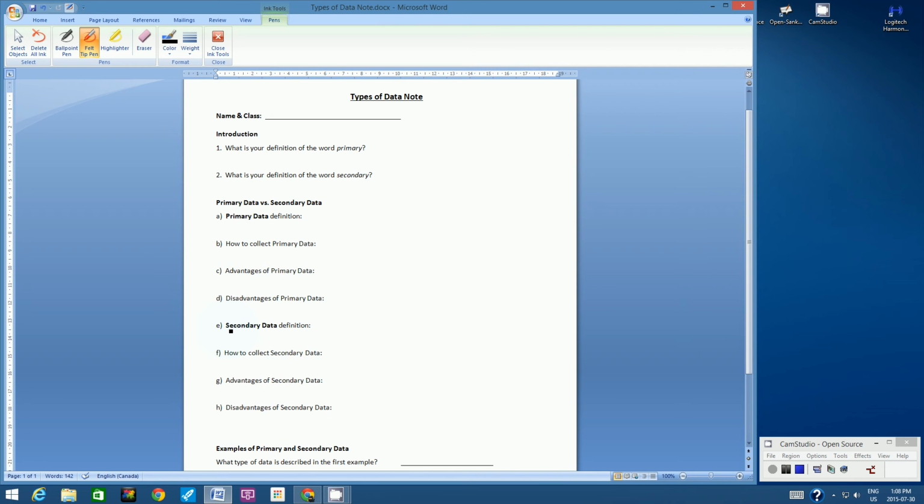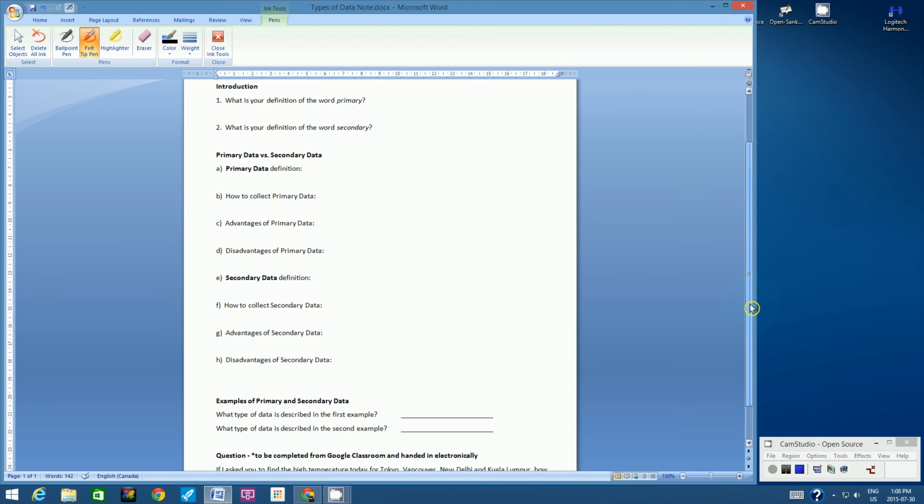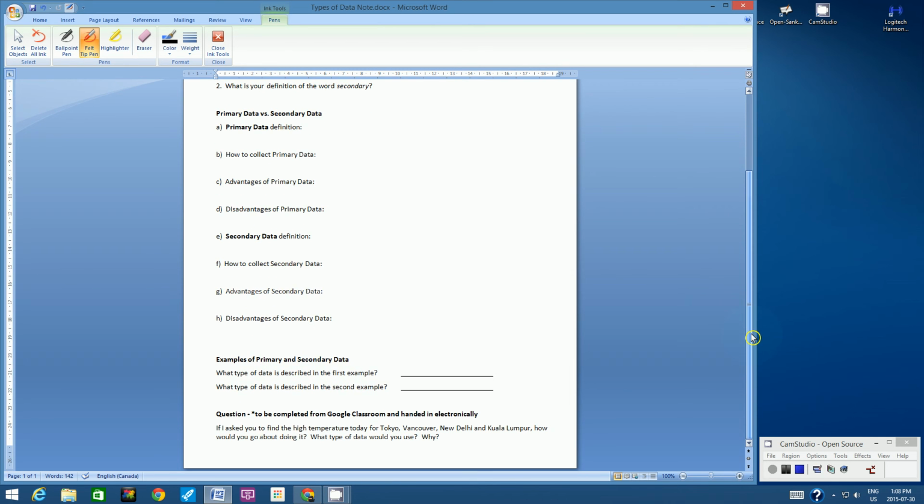And let's go to disadvantages of secondary data. Well, the data could be old. It could be unreliable. And it may not be exactly the information you were looking for. All right, so hopefully you've got some jot notes on the second section of secondary data. So let's work towards the bottom of the page.